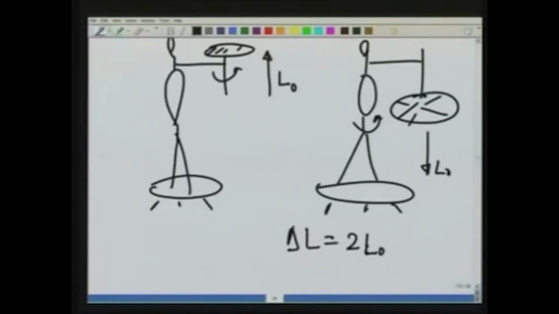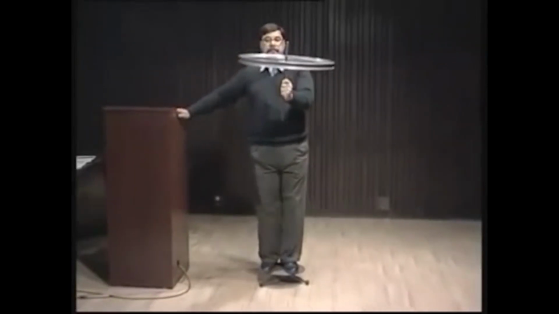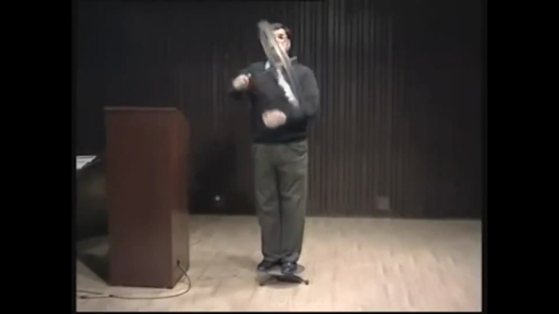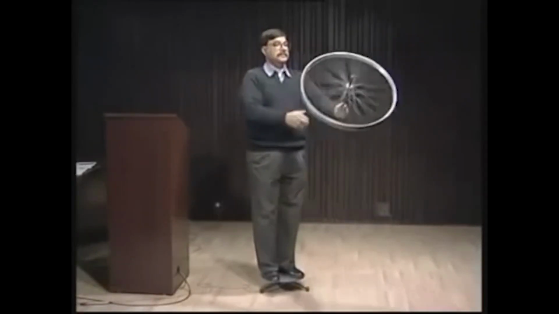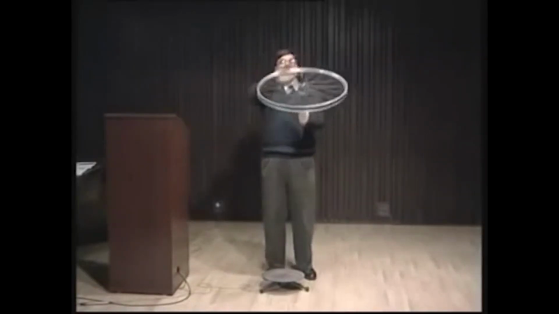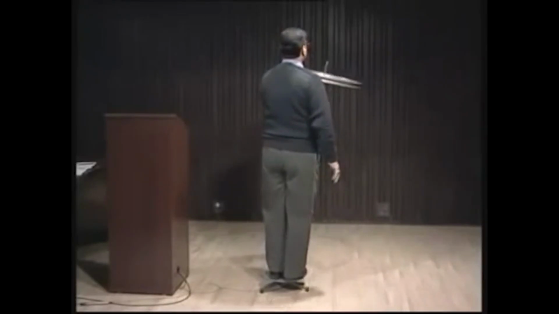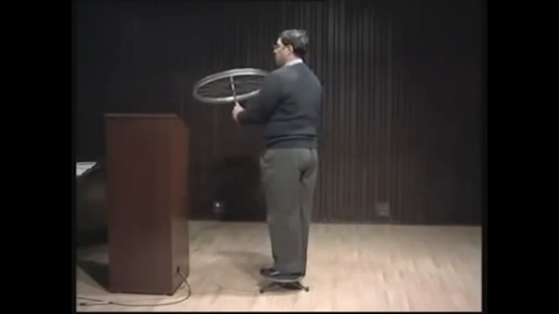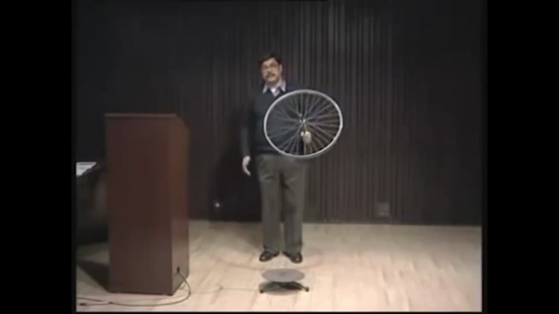So I'll take this wheel, which is rotating, stand on the platform. Right now I'm stationary. I'll turn this, and you see I start rotating. I'll turn this back, I stop. I'll turn this again, and I'll start rotating. Let me show it to you more clearly by rotating it faster. I stand here, I turn this, I start rotating. I turn this back, I stop. So this is again a manifestation of the conservation of angular momentum.